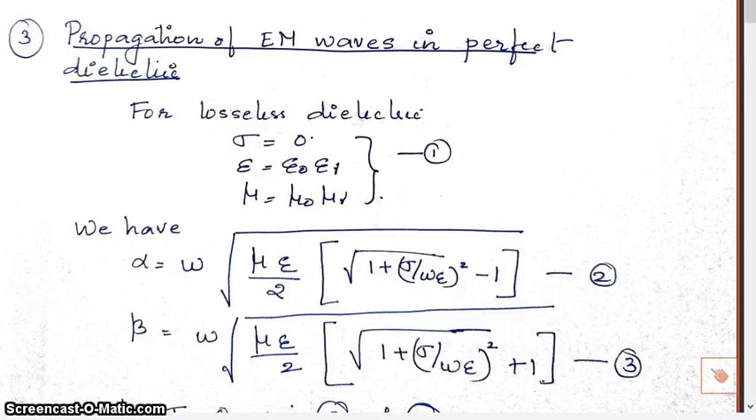So good morning all. In this section we will see the propagation of EM waves in perfect dielectric, and some formulas related to it. Earlier we saw how the EM wave propagates through a lossy dielectric medium, and we derived expressions for alpha and beta. So here what we are doing is substituting certain conditions into that alpha and beta, that's all.